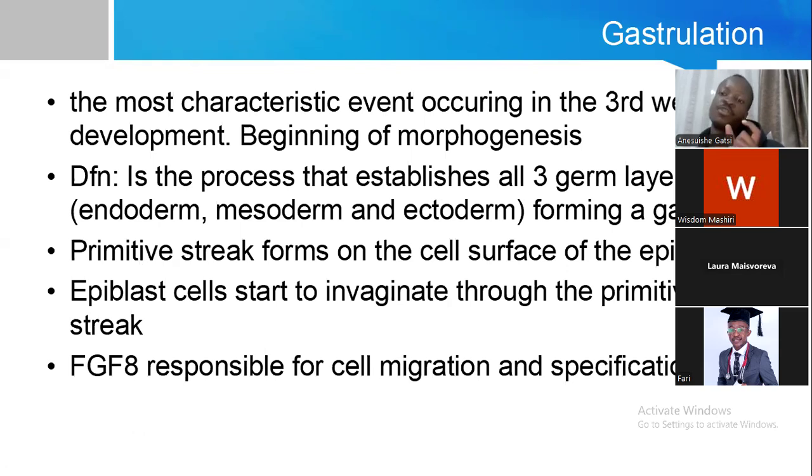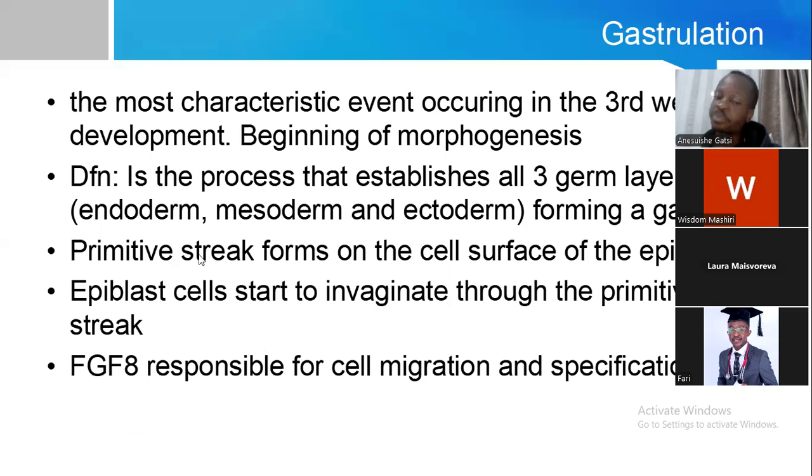The primitive streak forms on the cell surface of the epiblast. Remember, we said the inner cell mass was going to divide into epiblast and hypoblast. This happens in the previous week, which is the second week. So in this third week, you're going to have formation of the primitive streak on the cell surface of the epiblast. And this primitive streak forms in such a way that you're going to have thickening of cells towards the center. Then they start to elongate going to the posterior end.